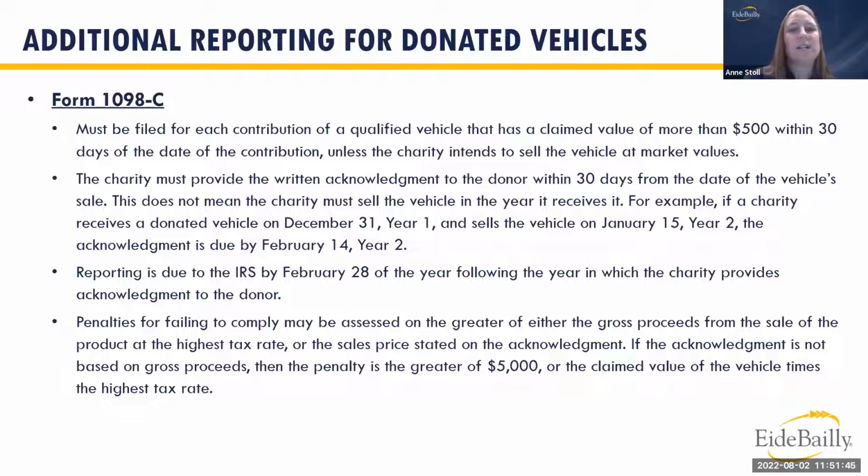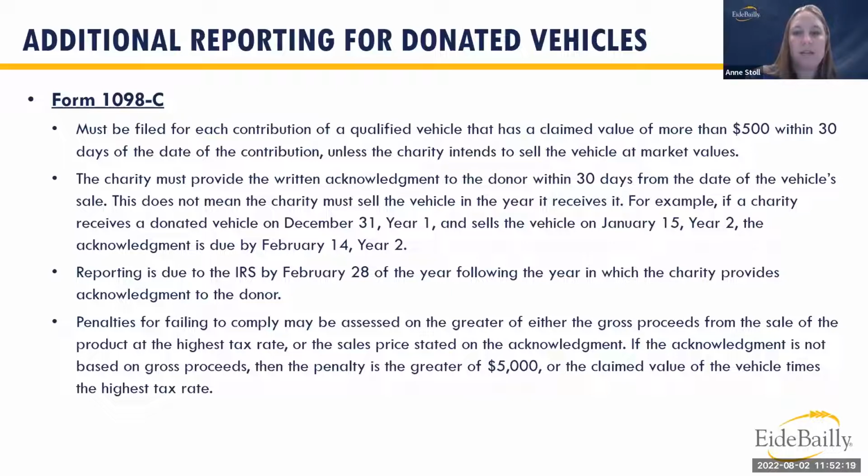That doesn't necessarily mean that the charity has to sell the vehicle in the same year that they received it. So if you receive a donated vehicle in December and then sell the vehicle in January, the acknowledgement is actually due by February of year 2, not in that initial year. The reporting is also due to the IRS by February 28th of the following year, and there may be penalties for failing to comply with this requirement.